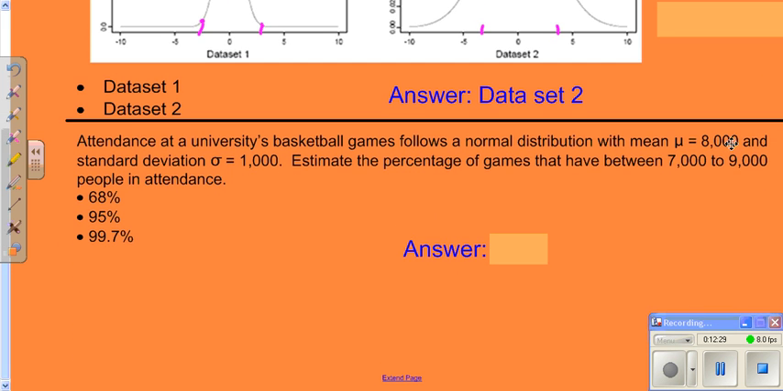Here we have a mean of 8,000, standard deviation of 1,000. What percent of the games are between 7 to 9,000 people? Well, 7 is really 1 standard deviation below your mean. 9,000 is really 1 standard deviation above your mean. So 7,000 to 9,000 is really 1 standard deviation on each side. If you're 1 standard deviation on each side, then you know that that correlates to the 68% of your data.